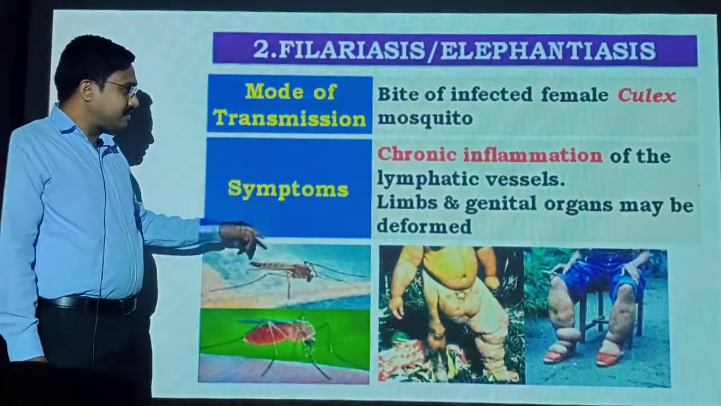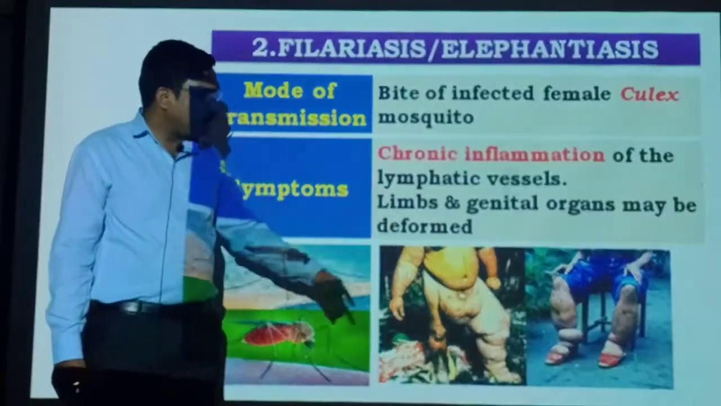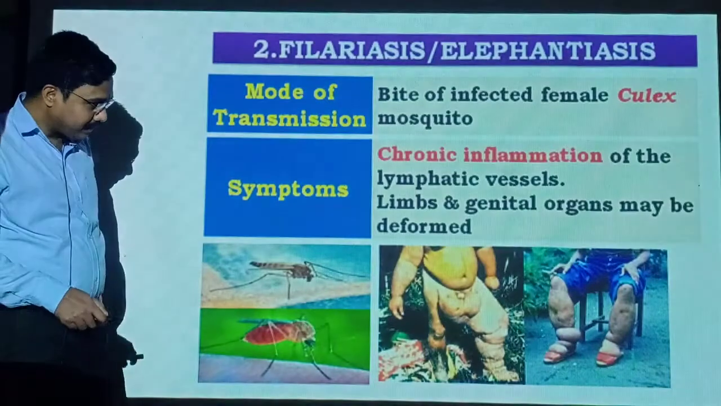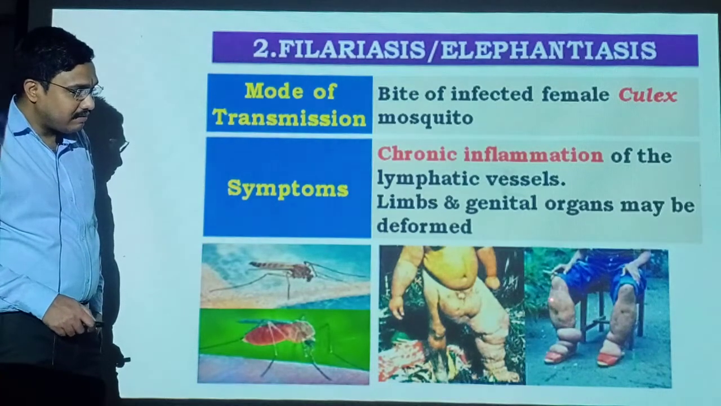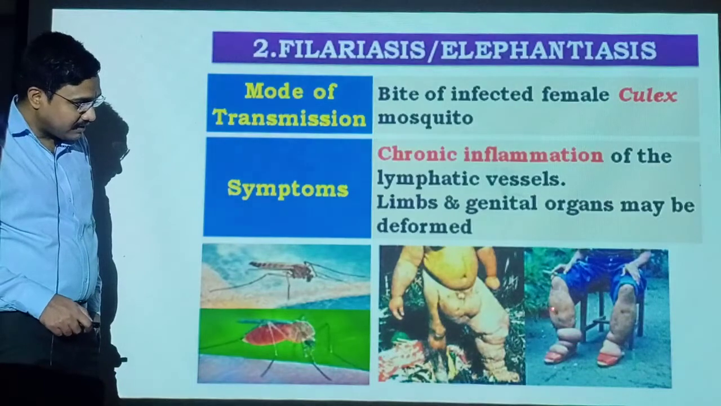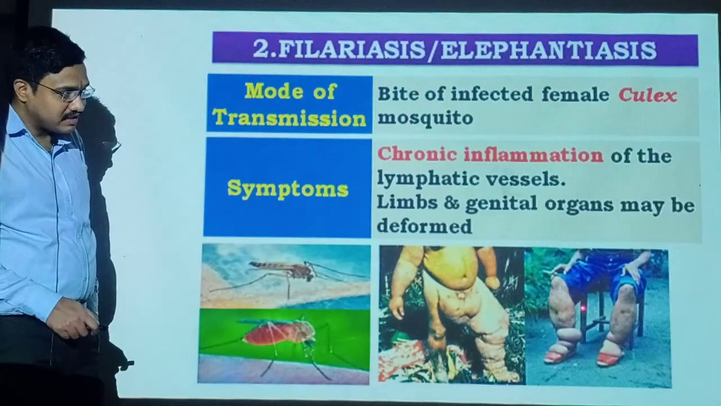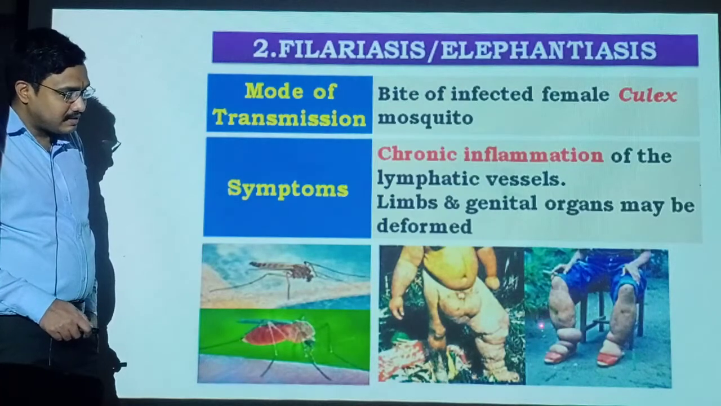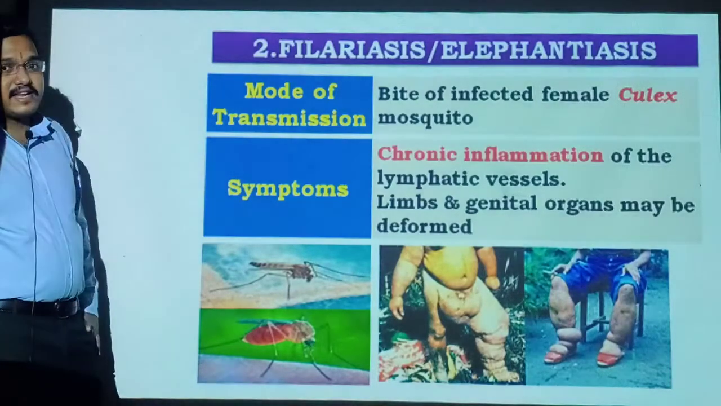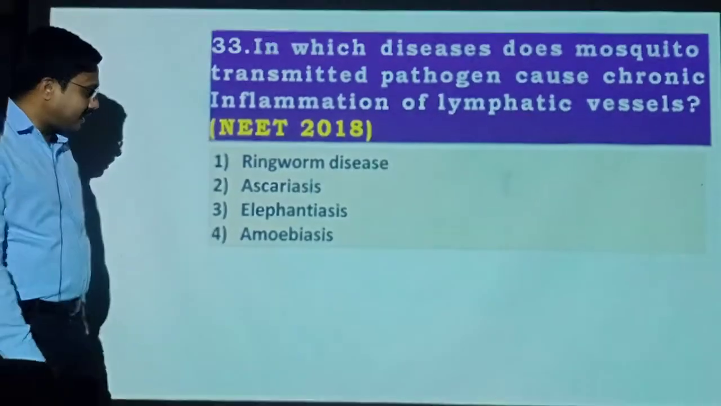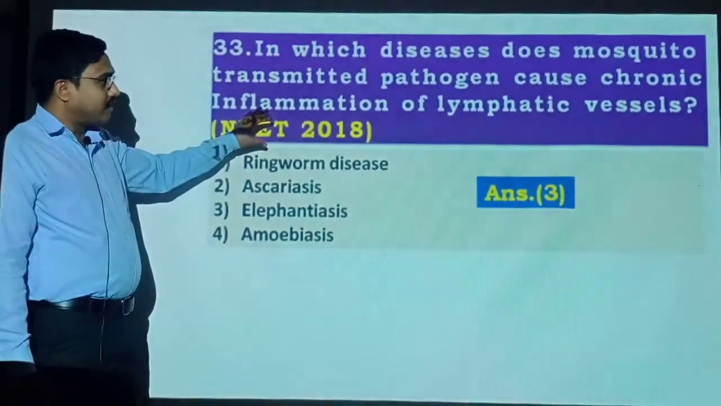In the filariasis, if you see the symptoms, chronic inflammation of lymphatic vessels, and limbs and genital organs may be deformed. So if you see here, in the filariasis, the leg of the patient is like an elephant leg, but here what is affected? Here lymphatic vessels are affected. That's why the symptoms are appearing like this. Remember, chronic inflammation of lymphatic vessels, that is filariasis. Okay, therefore the right answer here is option 3, elephantiasis.